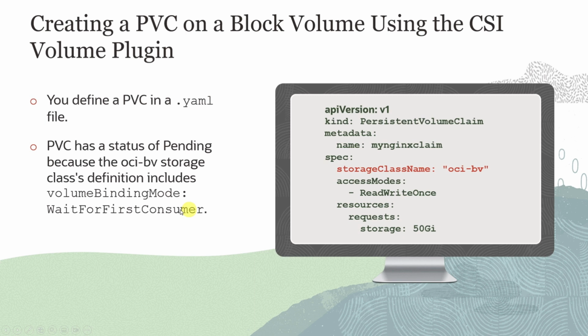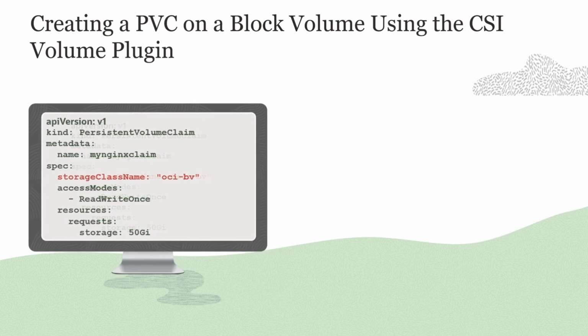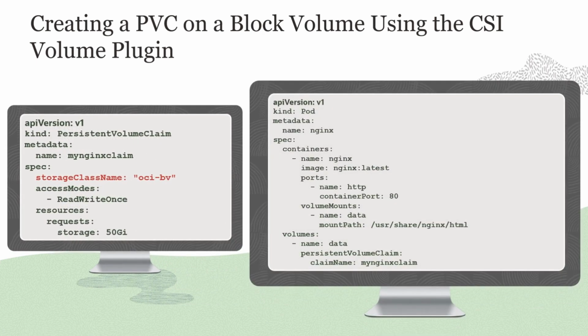And this setup is particularly useful in scenarios where you want to delay the provisioning of the underlying storage until it's actually needed by a pod. This allows for dynamic provisioning and ensures that storage resources are allocated only when required, optimizing resource utilization within the cluster. You can use this PVC when creating other objects such as pods.